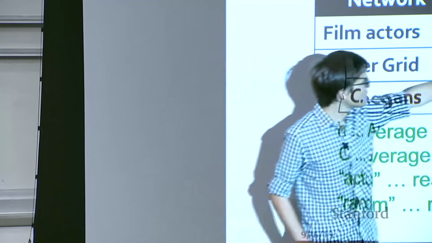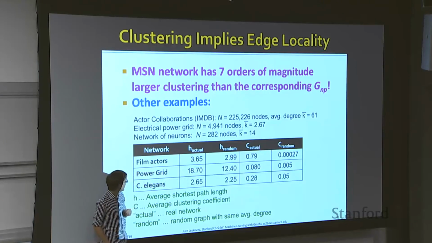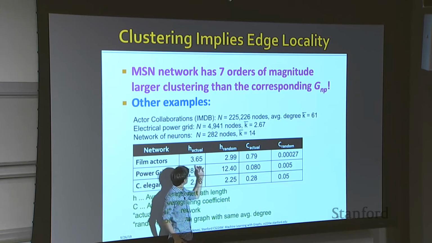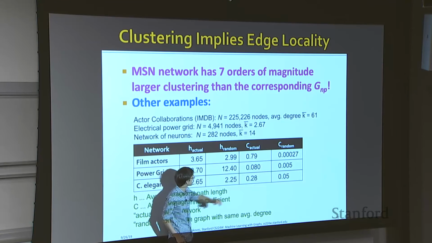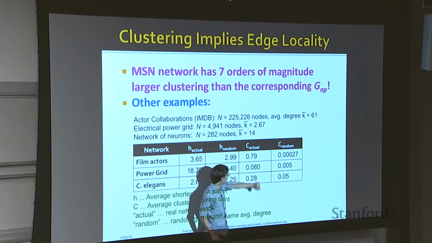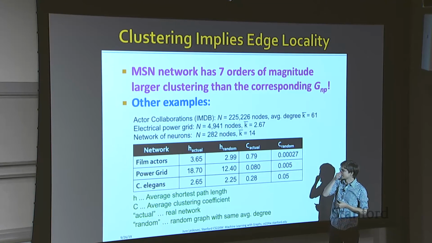If you ask what the shortest path is, their average is 3.6. You ask what it would be in a random graph, it would be 3, very close, but a bit less. What's the clustering coefficient? 0.8. What would it be in the random graph? Three orders of magnitude less.